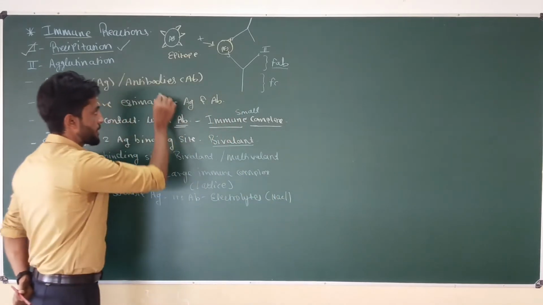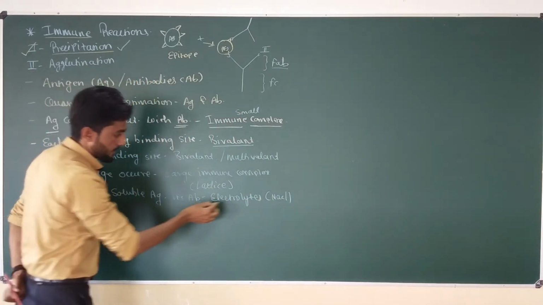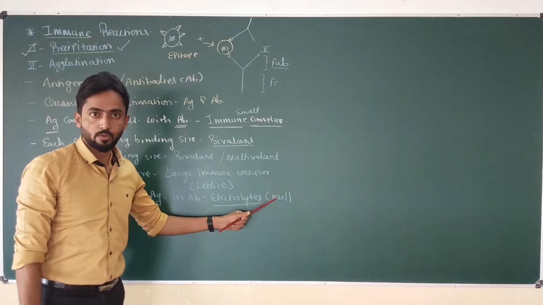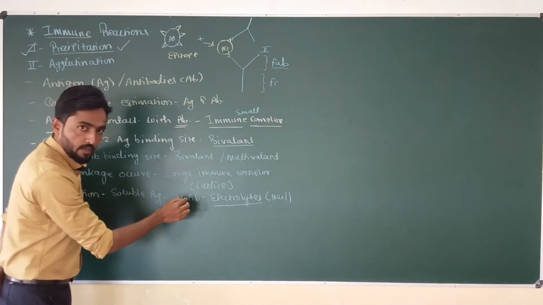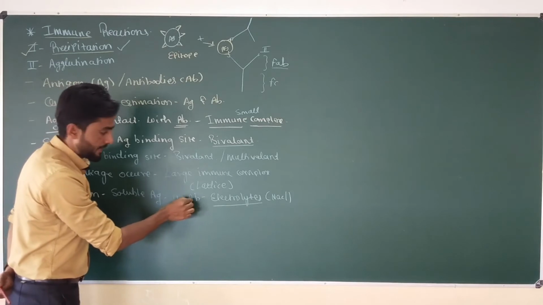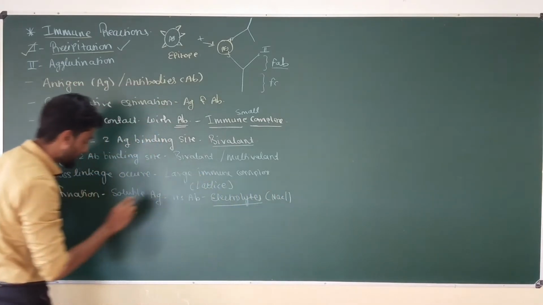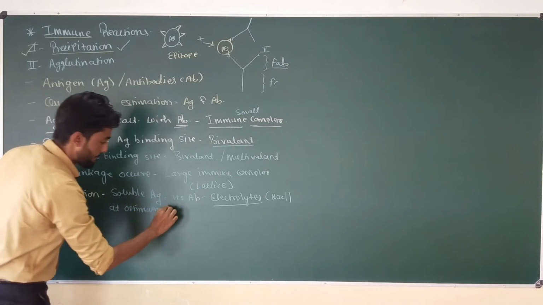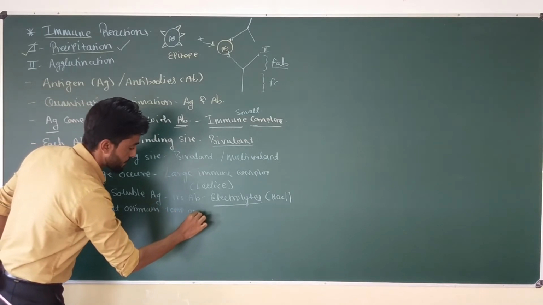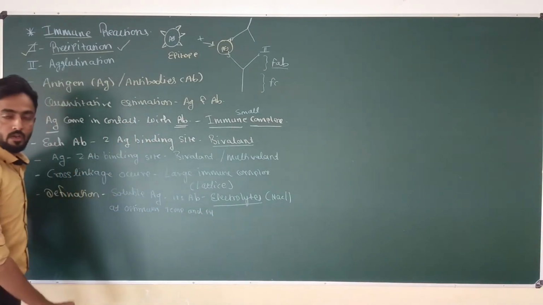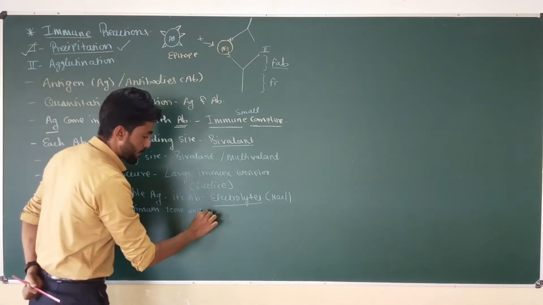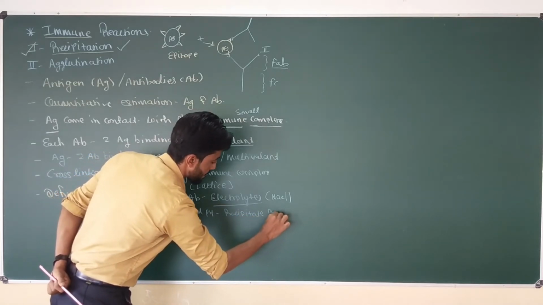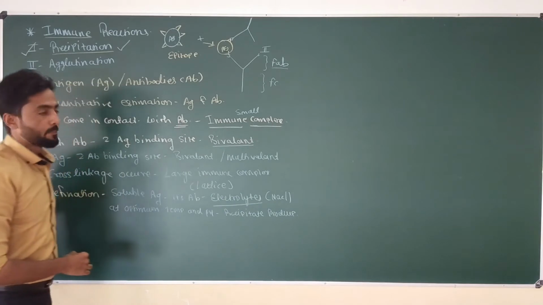For this precipitation reaction to occur in the solution, antigen and antibody require electrolytes, and well known is NaCl, sodium chloride. Okay, so when soluble antigen combines with its antibody in presence of electrolyte like NaCl at optimum or suitable temperature and pH, a visible precipitate is produced. Okay, precipitate produced, and it is called as precipitation reaction.